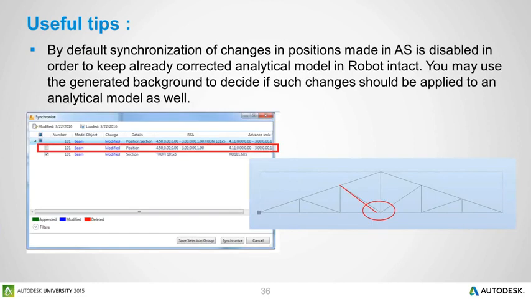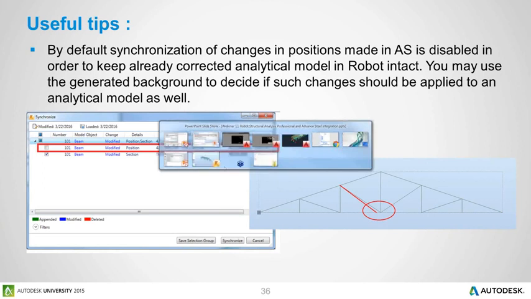And in the same way, if you don't mark moving of Advanced Steel elements as a change that should be synchronized during Robot model update from Advanced Steel, the already corrected Advanced Steel analytical model will not be changed. I will show what I mean.